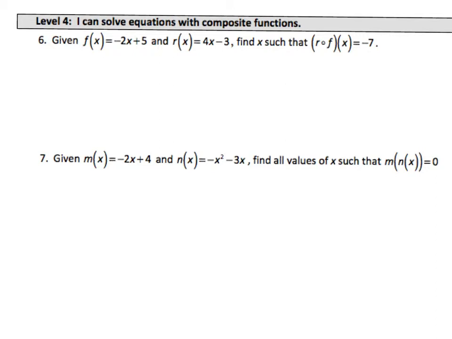Okay, you've made it to level 4s. I can solve equations with composite functions. So if you can do level 3s, good. Level 4s are no big deal. It's just an added step of solving now.